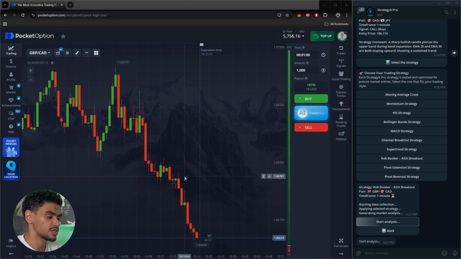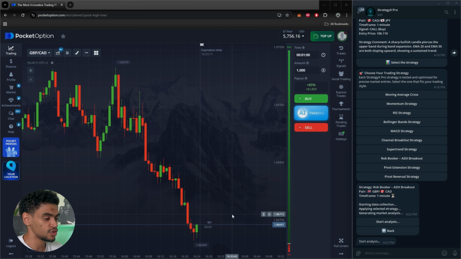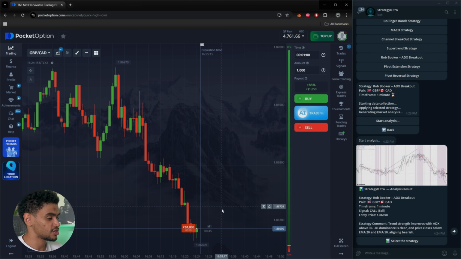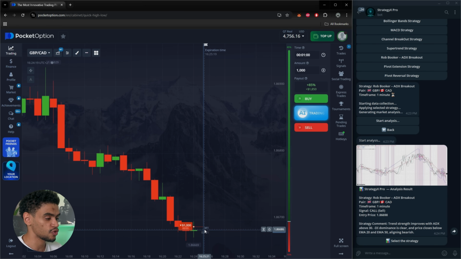As you can see, the robot takes a bit of time to process every setting that you have selected, but the fact that you get to just simply follow the strategy that you choose, and you can master the strategy as well, is just, I think, next level. And here we are, we have a sell position here coming in from the robot.